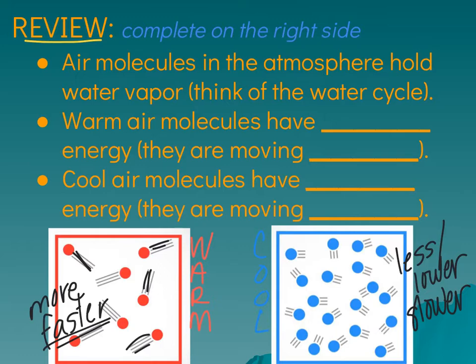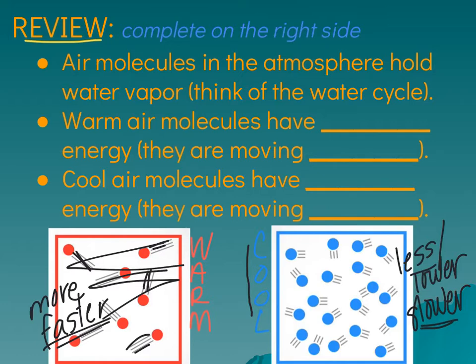I wish I could show you a little animation of this, but if you just do a little Google motion search of warm versus cool air, you'll get a little bit of video showing how fast these molecules are actually bouncing around in the warm air, whereas as the air cools down, it slows down, and it actually has less and less energy being used.